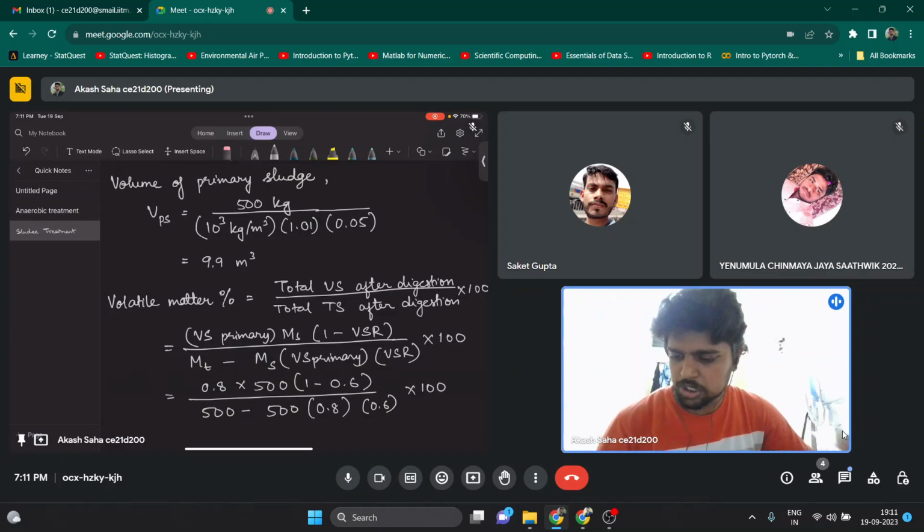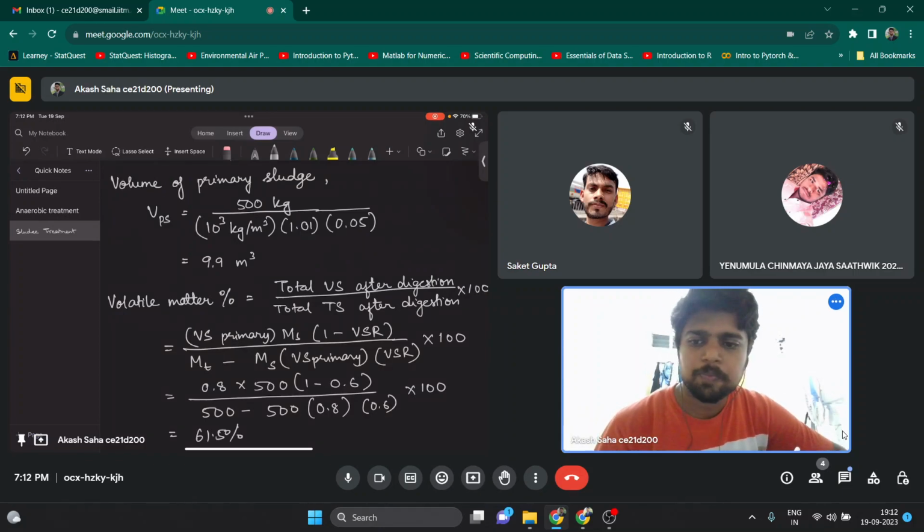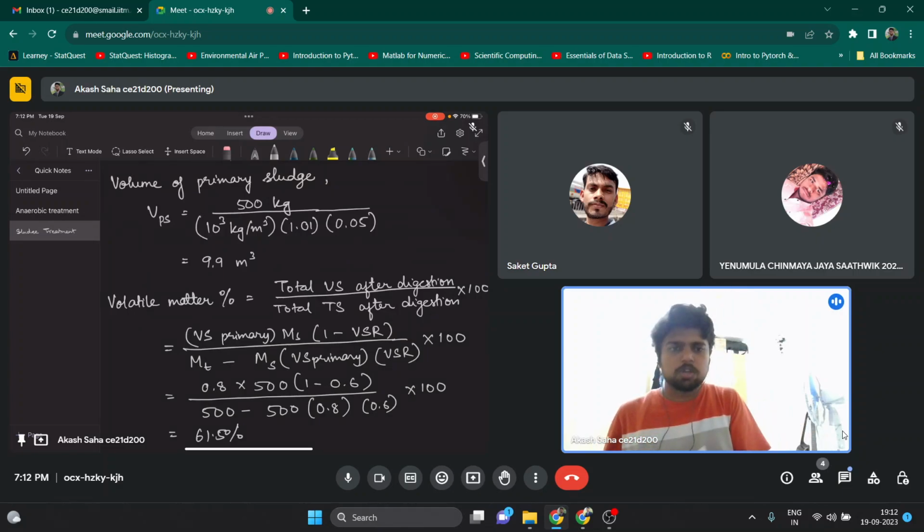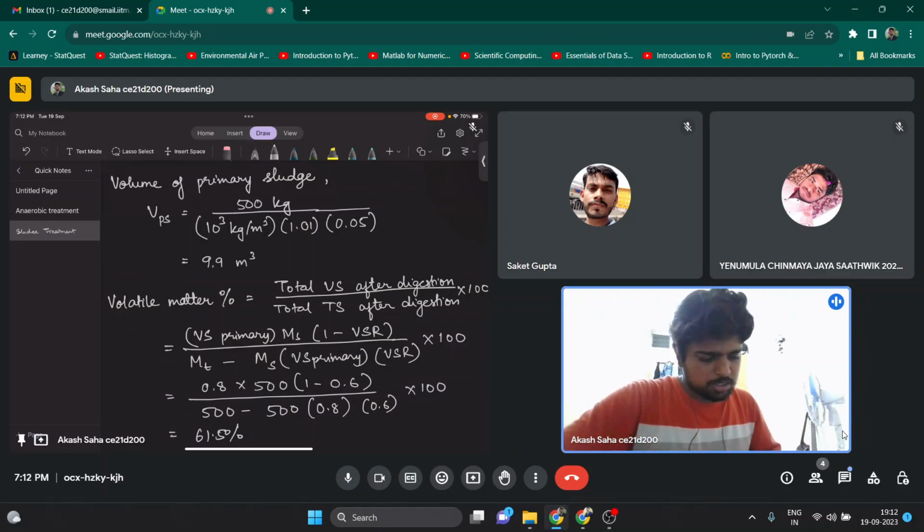In the question it was given that 60% is destroyed. That's why the 0.6 is coming into the picture. So my volatile matter percentage will be 61.5%. Once we know the volatile matter percentage, now we can solve the rest of the problem.